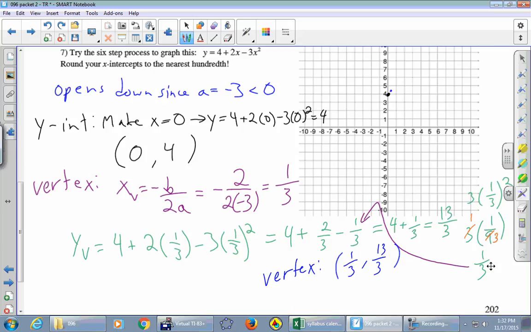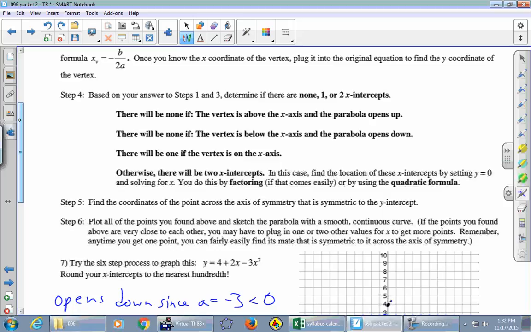Now this is spelled out up above here in step 4. There will be no x-intercepts if the vertex is above the x-axis and the parabola opens up, which was the second thing we drew, but it's not ours, right? Likewise, you will have no x-intercepts if the vertex is below the x-axis and the parabola opens down, right? It'll never get up to the x-axis. Otherwise, the vertex will either be on the x-axis or you'll have 2 x-intercepts, and that's what we have now.